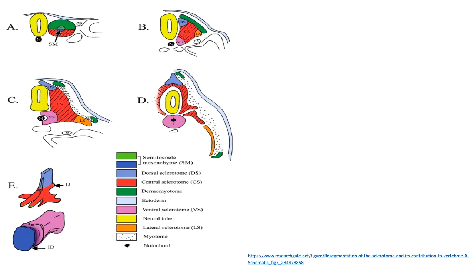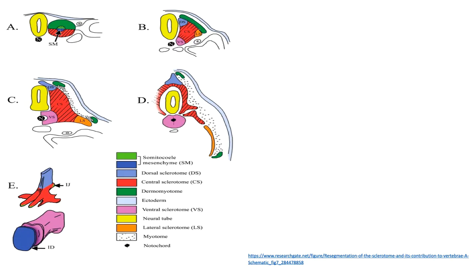So in A, you can see it's just the cells in the middle, in the SM, which is the somites, and in the middle you find the syndetome, and then the ventral aspect you see the red, which is called the sclerotome, and then the green is dermomyotome. And then you can see how the sclerotome differentiates into the ventral aspect, central aspect, lateral, and dorsal aspect.